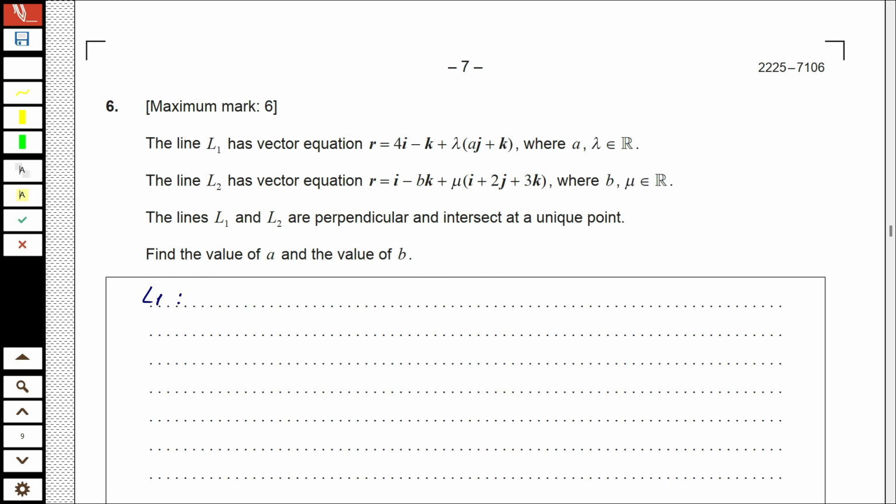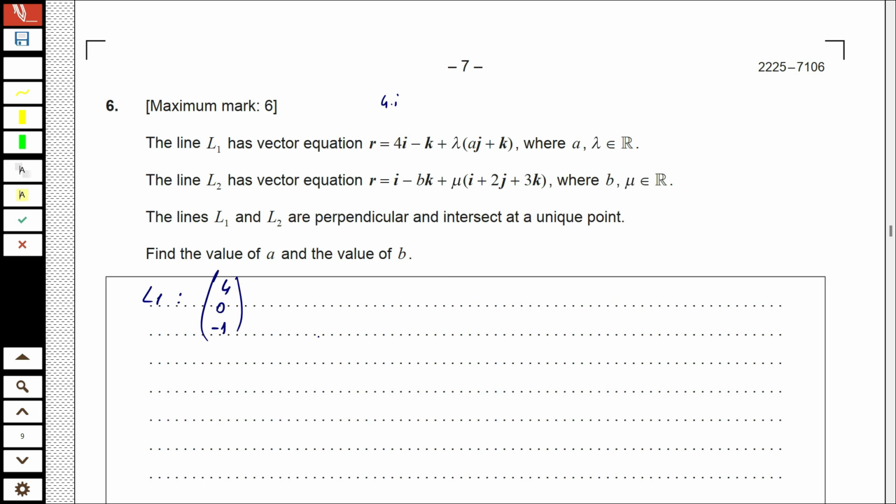So I would like to write L1 in the vector equation form. I know that this is 4, 0, minus 1, because I need 4 times i plus 0 j minus 1 k, right? Plus lambda times, you can say that the coefficient of i is 0 and a, and the coefficient of k is 1. So for L2, you can say the same: the coefficient of i is 1, j is 0, and k is minus b, plus nu times 1, 2, 3.